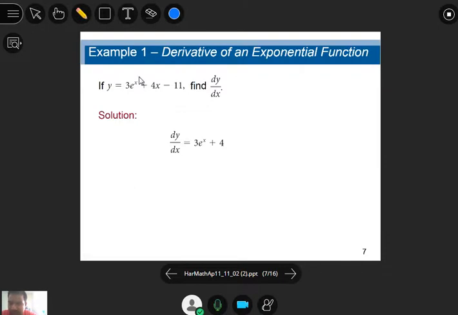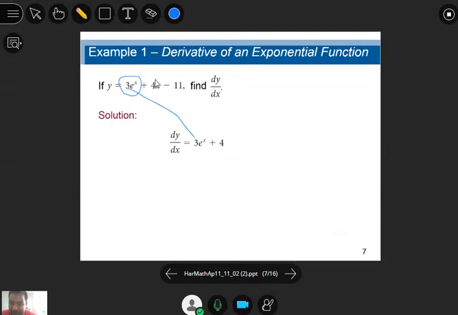We have to think about it part by part. First we consider this part. 3 is a constant, so no need to worry about it. It remains the same here. And then take the derivative of e to the power x. Today we learned that the derivative of e to the power x is also e to the power x, so it doesn't change. Then we can write the derivative of this term: 3 times e to the power x is 3 times e to the power x.